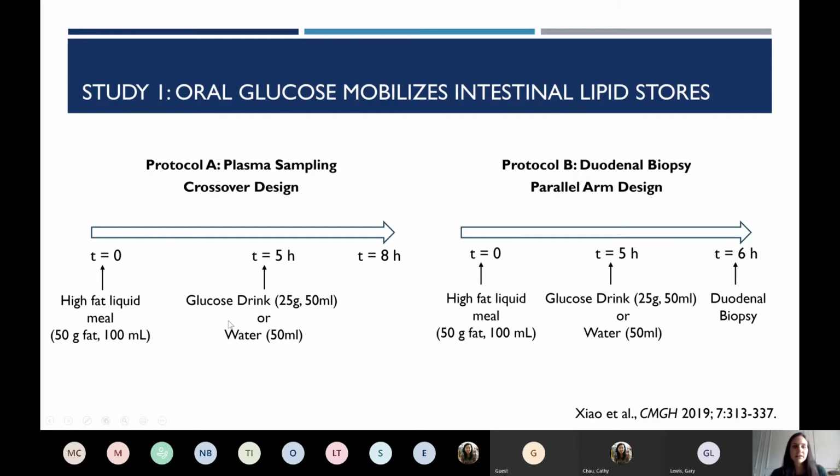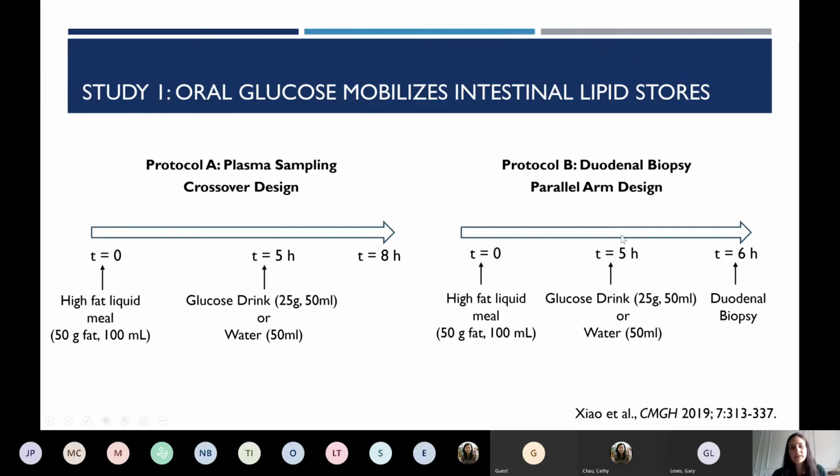And then 5 hours later, they drank either glucose or water. So they came in for 2 visits and had either glucose or water on each of those visits. And we followed them for an additional 3 hours, taking blood samples. So the idea here is that when they drink that high-fat drink, the TGs will go up and they'll start to stabilize by 5 hours, but we'll still have some of those intestinal lipid stores, and we want to see if glucose will mobilize that compared to water.